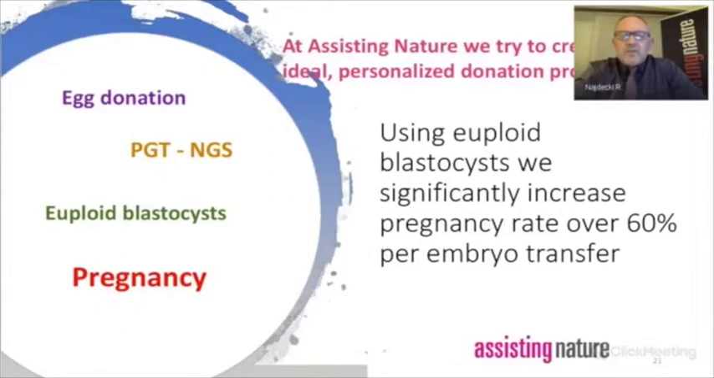At Assisting Nature, we try to create an ideal personalized donation program. Using euploid blastocysts, we significantly increase the pregnancy rate to over 60% per embryo transfer.